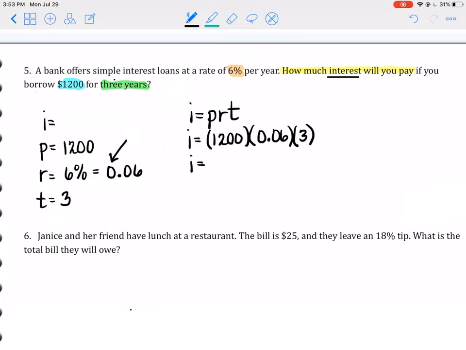Okay, 1,200 times 0.06 times 3 is 216. So the interest for this loan is $216. And if you look back, the bare bones, how much interest? So we have answered the question. Always check back in that question to be sure that you have answered it.